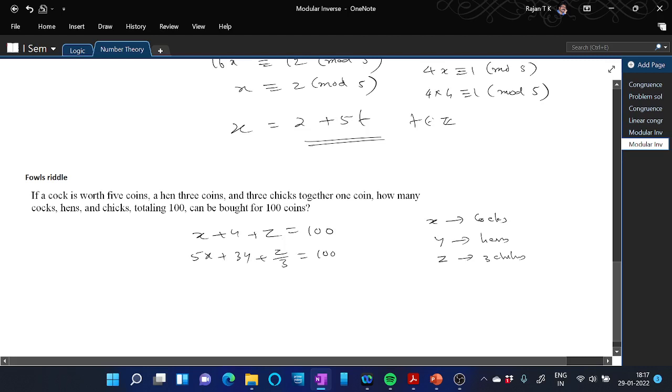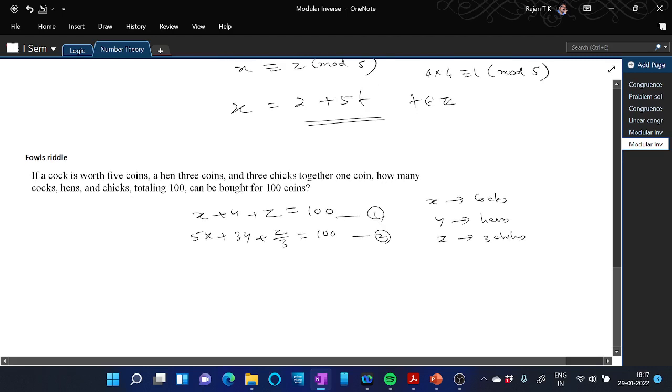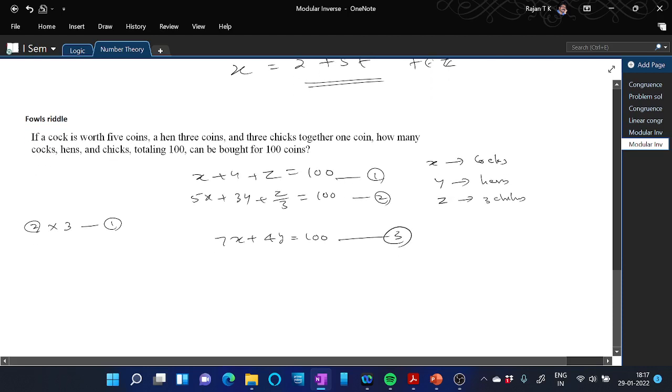Now solving the riddle is nothing but solving these equations 1 and 2. Eliminating z between these two equations, by multiplying 2 by 3 and subtracting 1, you get 7x plus 4y is equal to 100. It is clearly a linear Diophantine equation.